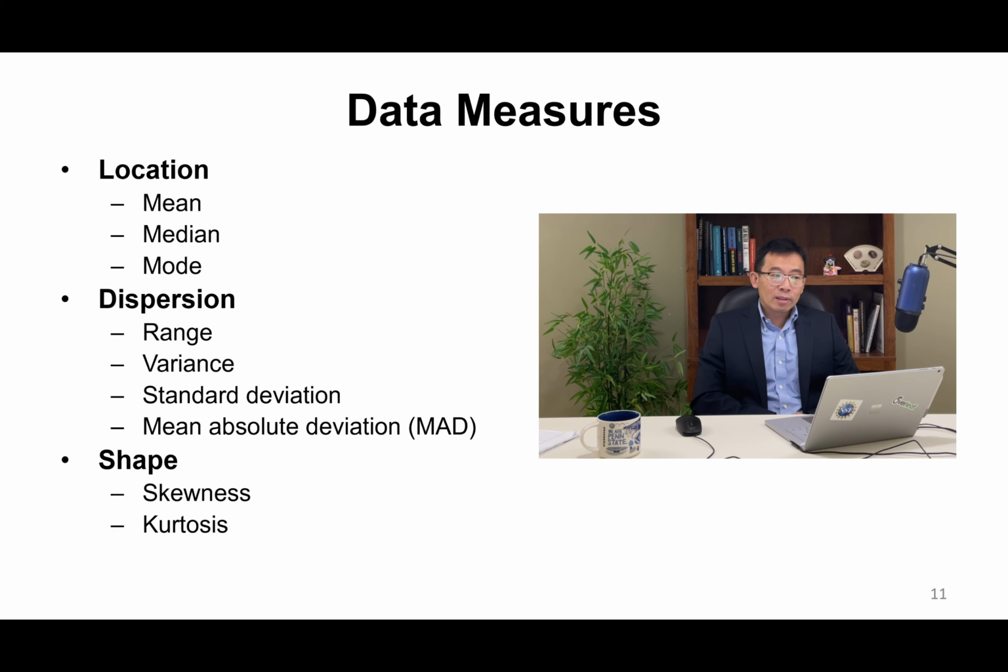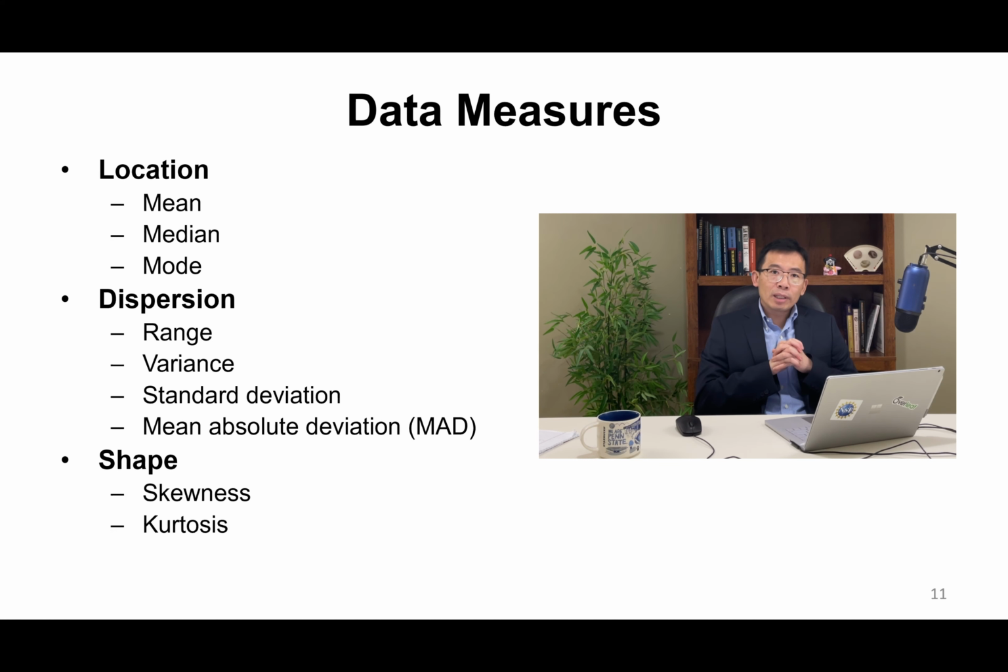If you collect a random sample, you have many data points. Now let's have a look at data measures, including 3 categories of measures. The first category is the location. Location is also called central tendency. That means if you plotted the histogram of the data, where is it located, where is the mean, on average. So including mean, median, and mode.